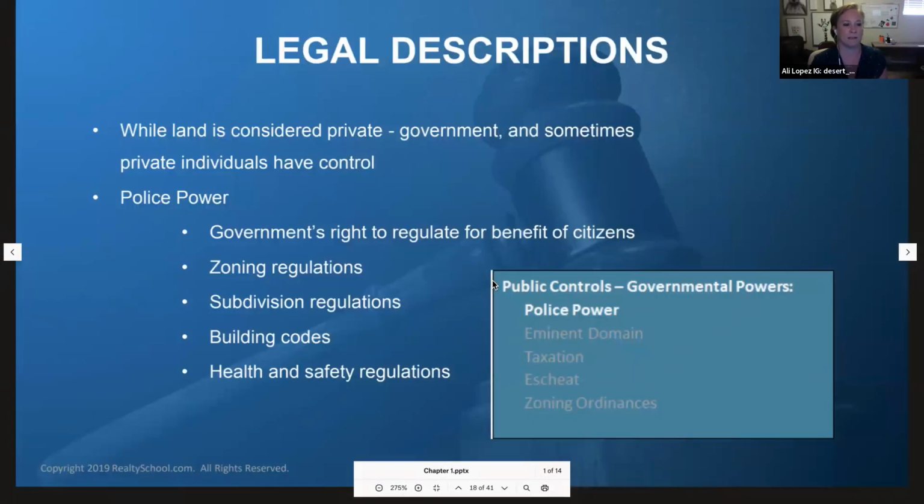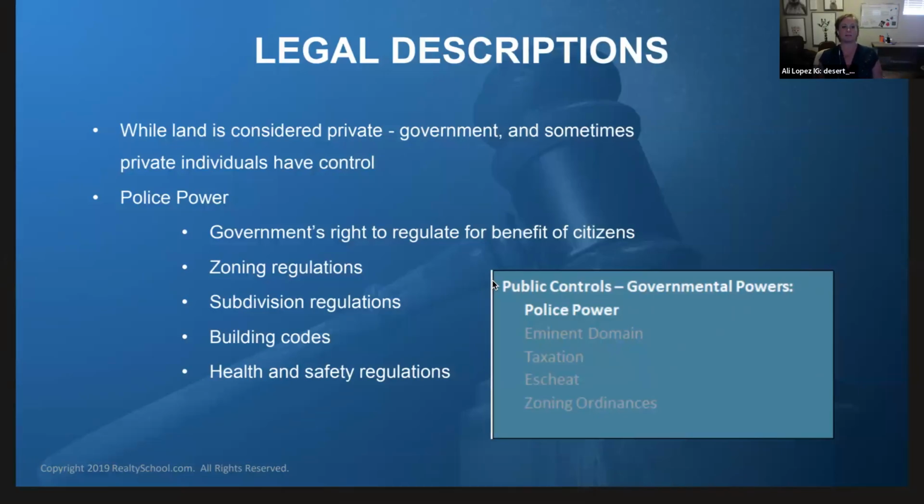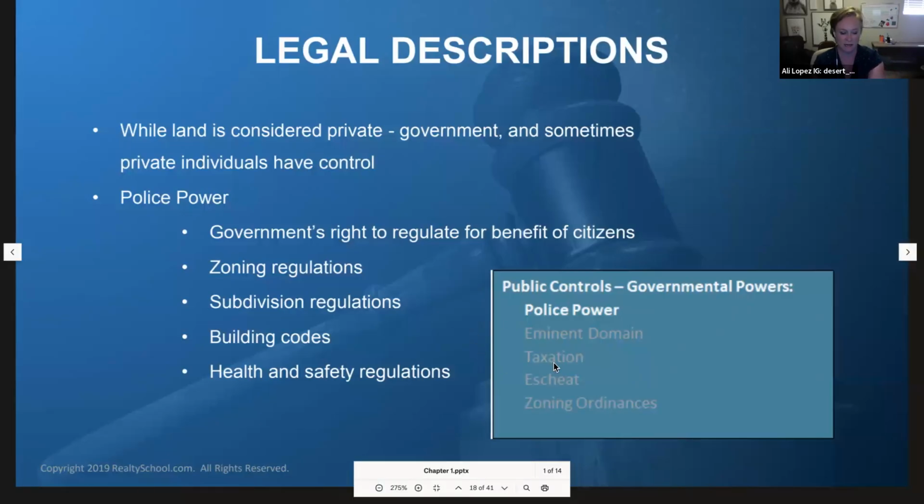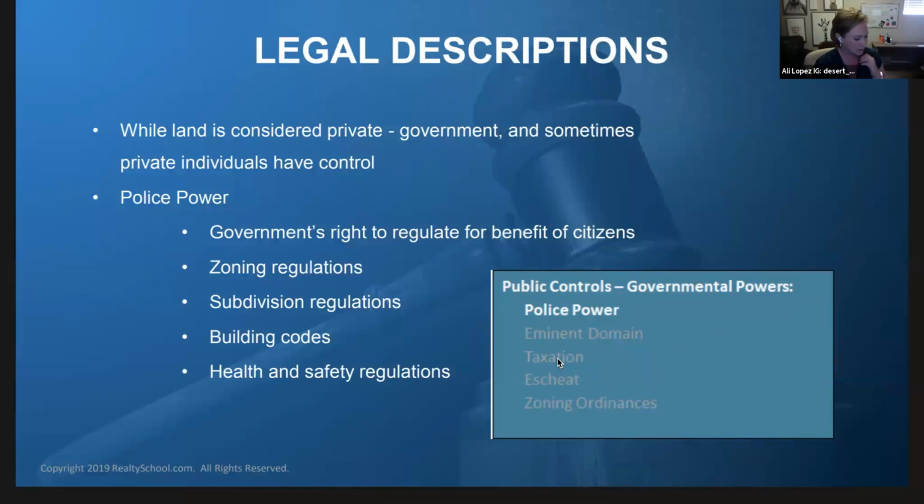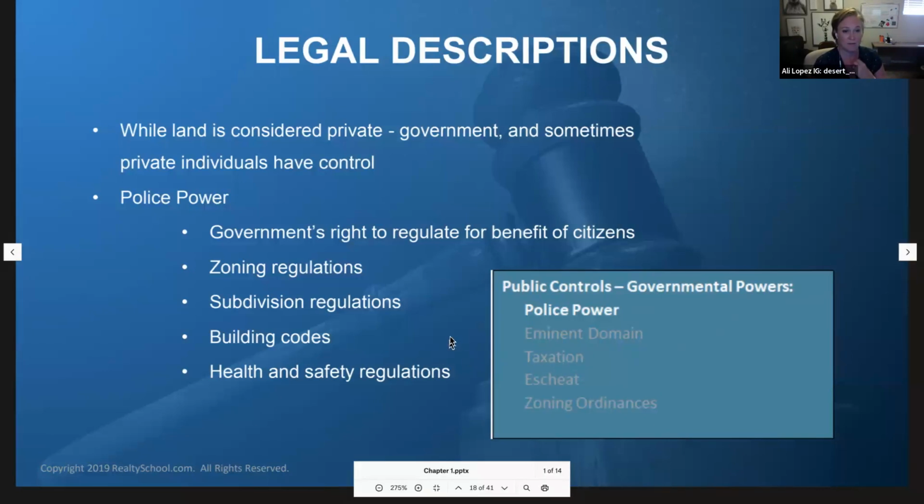Okay, while land is considered private, government and sometimes private individuals do have some control. So these are our governmental powers: police power, eminent domain, taxation, and escheat. When it comes to police power, the government has the right to regulate for the benefit of the citizens. They control zoning regulations, subdivision regulations, building codes, health and safety regulations.